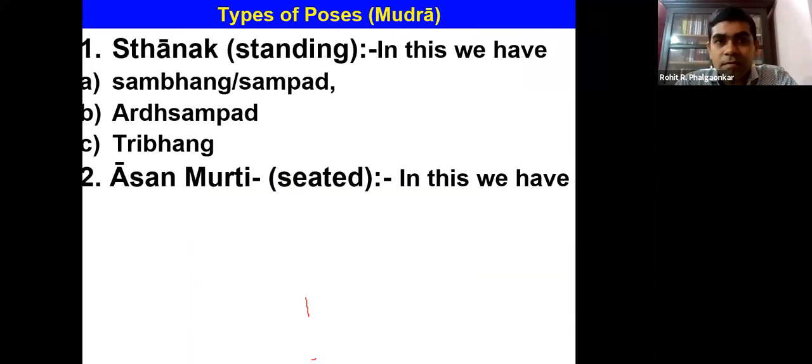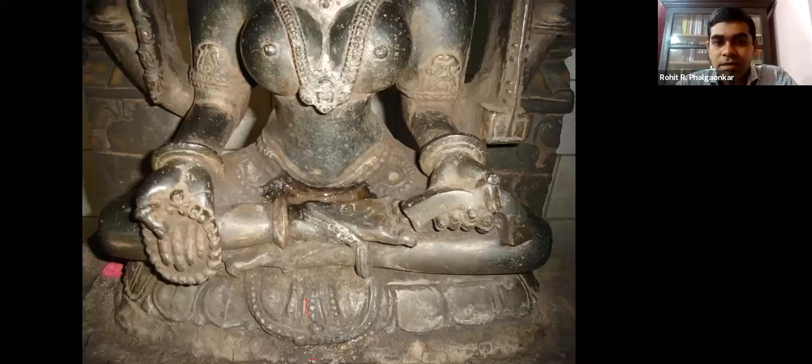Another aspect of iconography is the asana, or to sit. So when we have this, you have the Padmasana. Padmasana means cross legs, and she is seated on a lotus. You can see the legs here. You'll be able to notice that they depict the petals of a lotus. So this is called Padmasana.